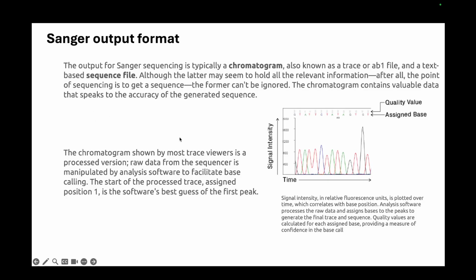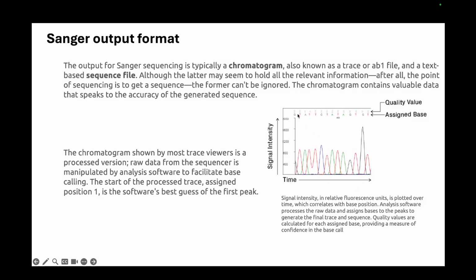So the chromatogram shown by most trace viewers is a processed version. Raw data from the sequencer is manipulated by analysis software to facilitate base calling. The start of the processed trace, assigned position 1, is the software's best guess of the first peak. So basically, this is how the chromatogram looks. Your y-axis has your signal intensity and your x-axis has your time. It is given in relative fluorescence units because the signal is basically fluorescence, and it's plotted over time, which correlates with the base position.